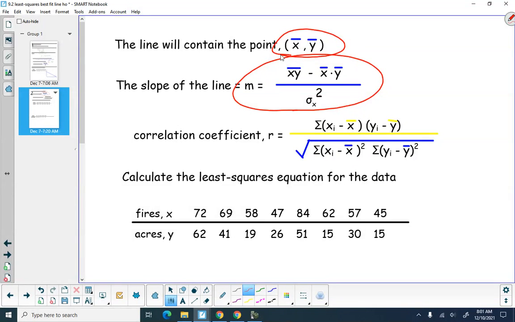The correlation coefficient is something that gives you a relationship value that sort of rates your equation. We don't have time to go through the calculations of it, so we're not going to worry about it. But it will pop up on your calculator. It's basically the strength of your equation.